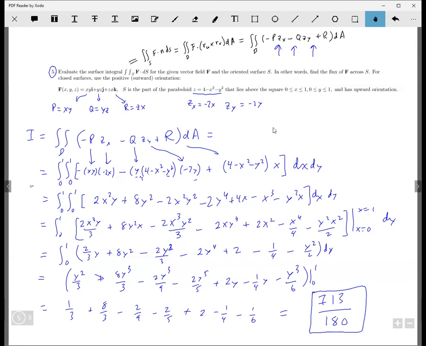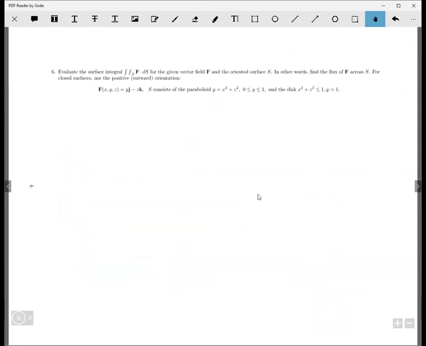Okay, number 6. So this is a similar problem. I'm going to do the same thing here. Evaluate the surface integral, and this time F is yj minus zk, and that consists of the paraboloid y equals x squared plus z squared, y is between 0 and 1, and the disk.